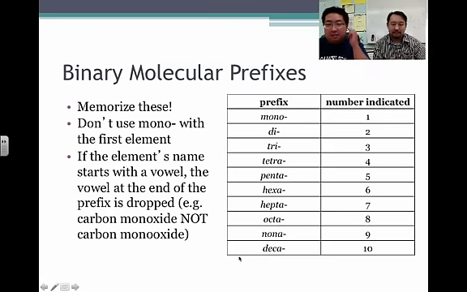The prefixes are here on the right-hand side. You need to memorize these. We never use mono- with the first element. It's just the regular name of the element if there's just one of them. If the prefix ends in a vowel and the element's name starts with a vowel, we drop the vowel at the end of the prefix. So, for instance, for CO it's called carbon monoxide and not carbon monooxide. Right, just sounds awkward.